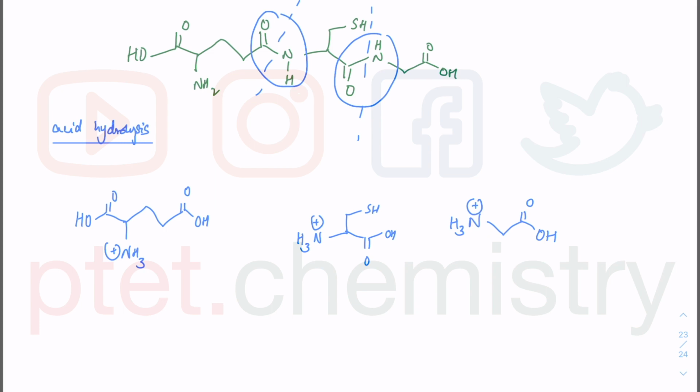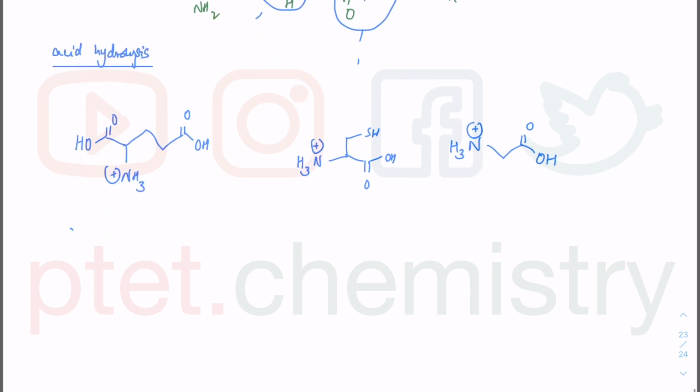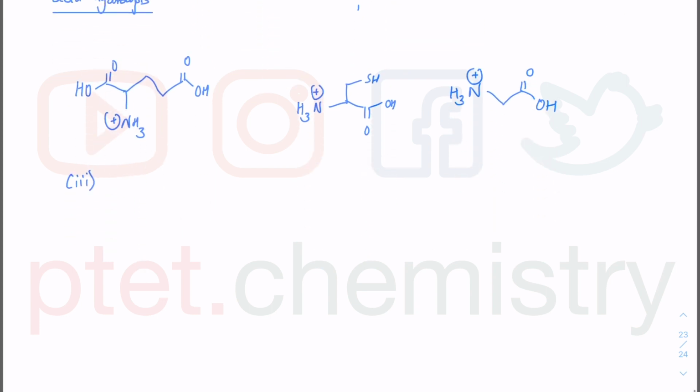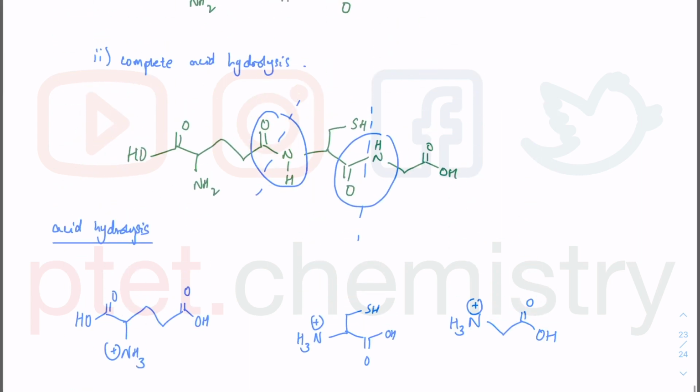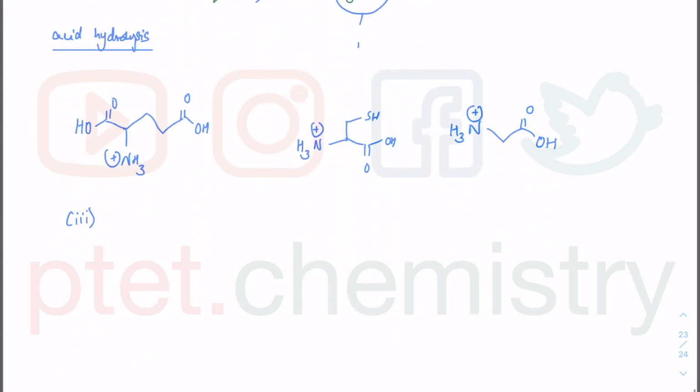Last but not least, onto the last part of this question, part 3. By referring to the structure of glutathione, why is it soluble in water? If we look at the structure of glutathione, it has got the OH, it's got the OH, so these groups can form hydrogen bonds with water, and therefore it makes it soluble in water.